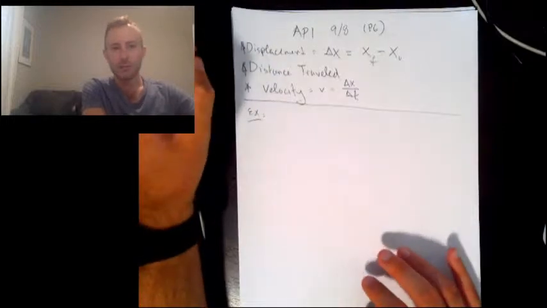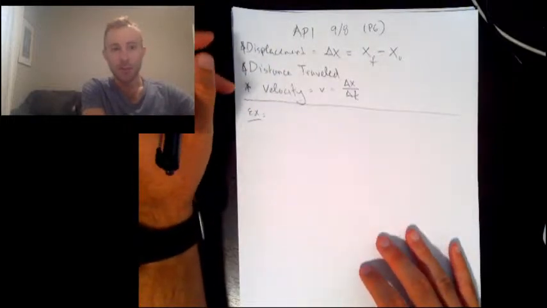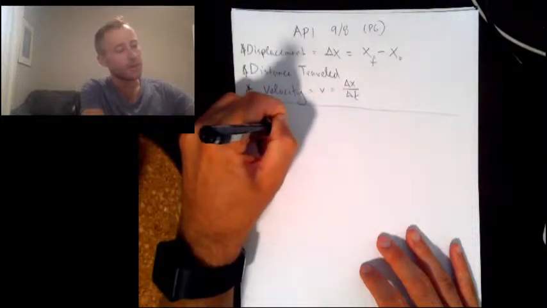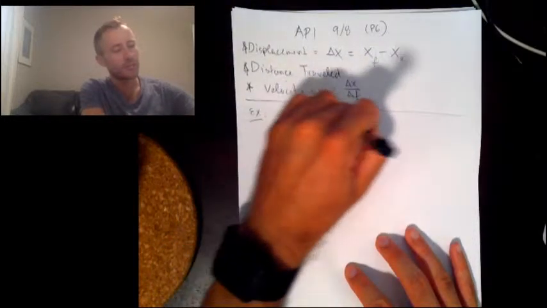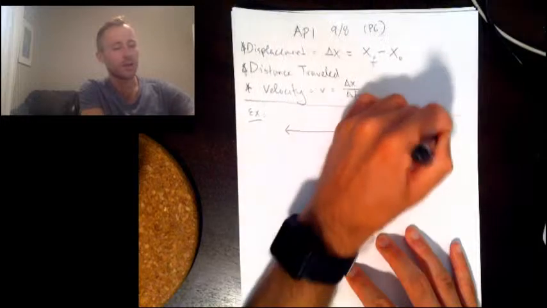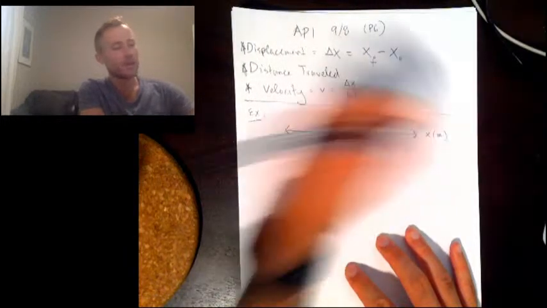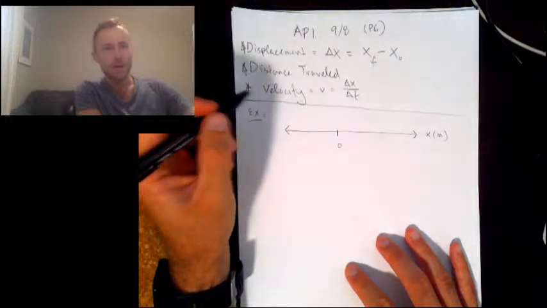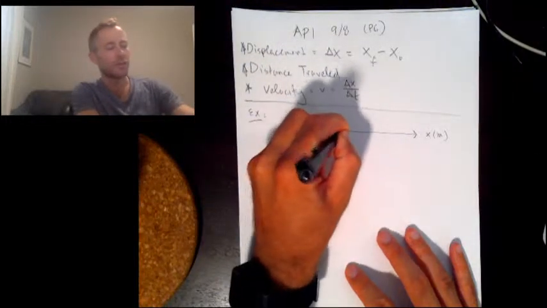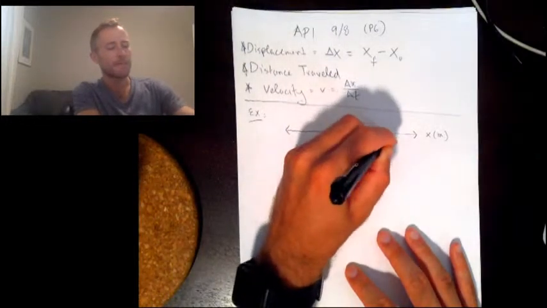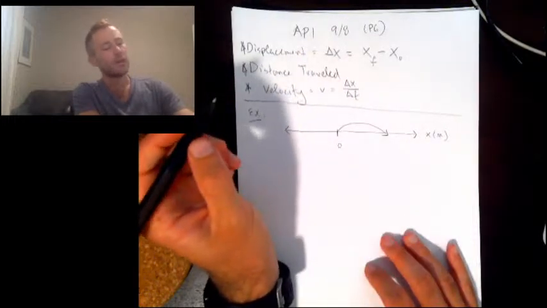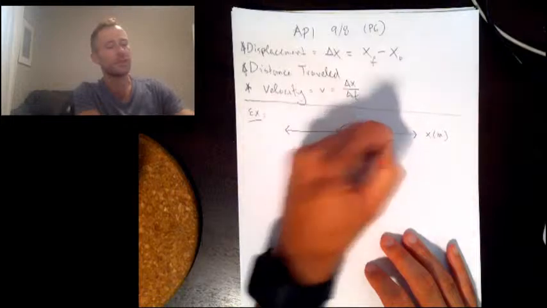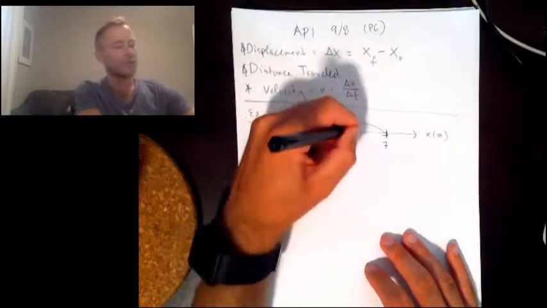And this example comes from my morning. So I woke up. So I'm going to represent my journey this morning on a number line. So I woke up at coordinate x equals 0. And then I walked forward to x equals 7 meters. And that journey took me 3 seconds.